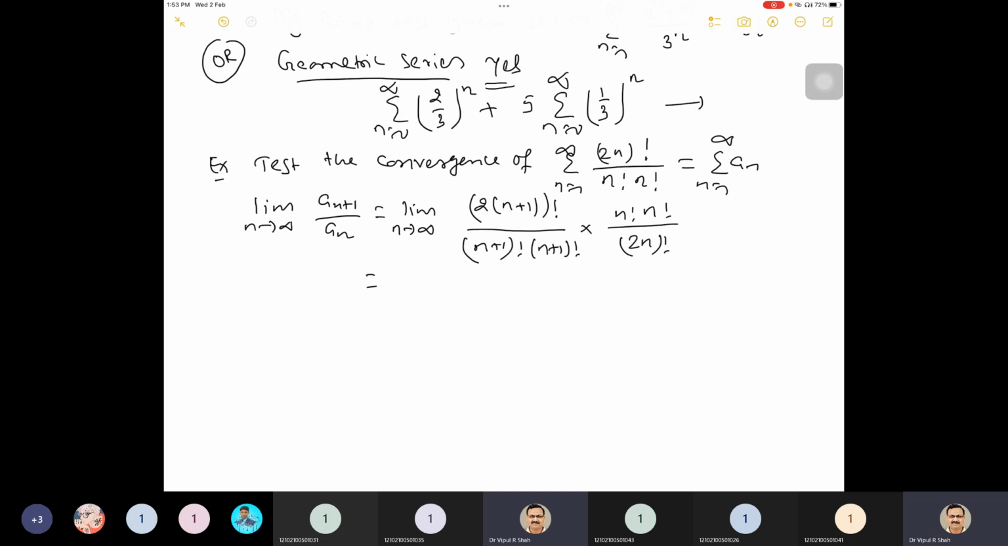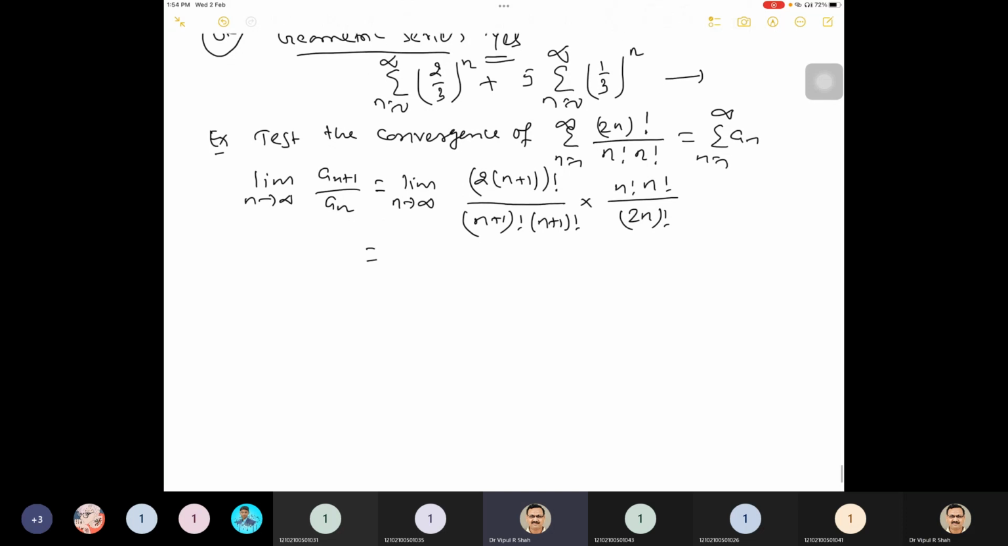Now, limit n tends to infinity, we are using the property of factorial. This is (2n+2) factorial, isn't it? So can I say like this? (2n+2)(2n+1)(2n) factorial.